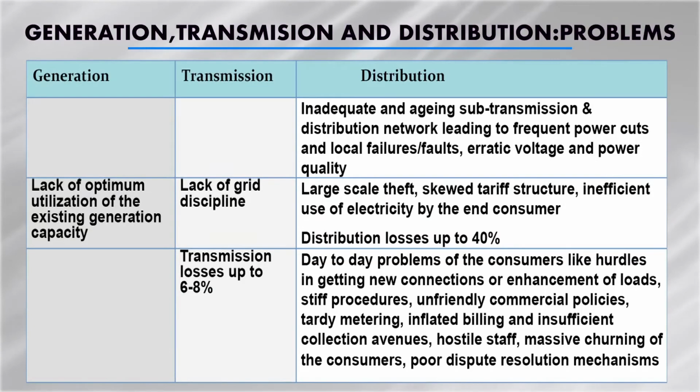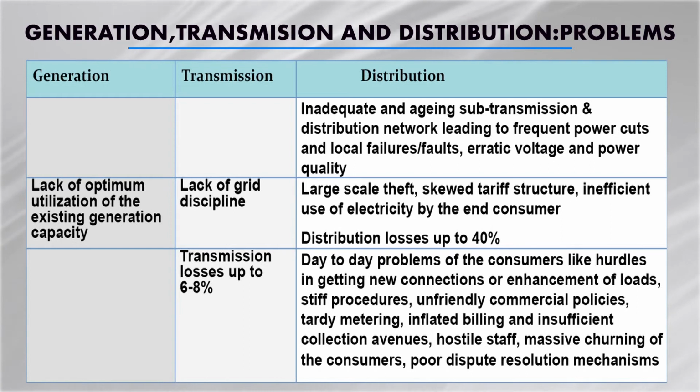Then bad power factor also. Poor power factor causes high losses. I have mentioned in my first session what the power factor is and how it can affect the system. So power factor should always be high, unity or near unity, or 0.8 to 1. If it is poor, that means it is drawing more power from the source, and it can affect the whole system. Then the day-to-day problems of the consumers, like the hurdles in getting new connections.